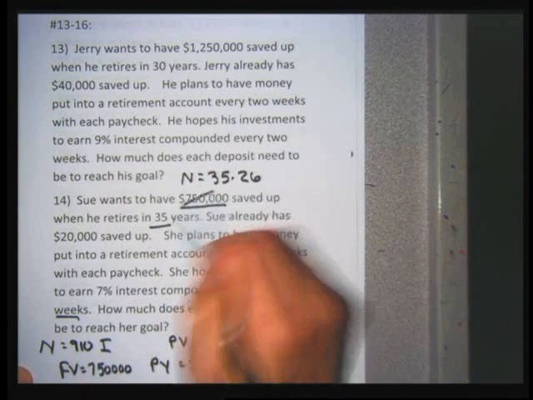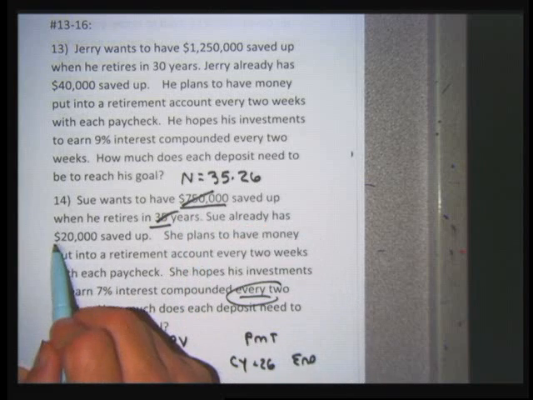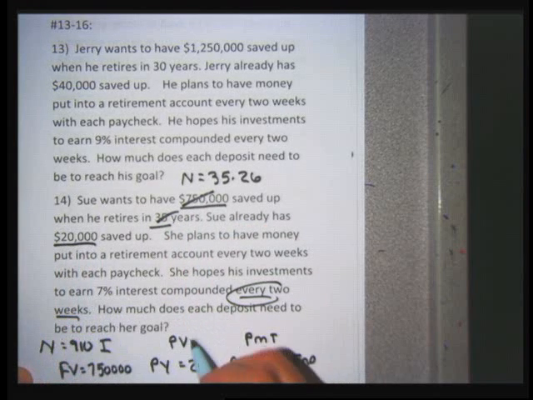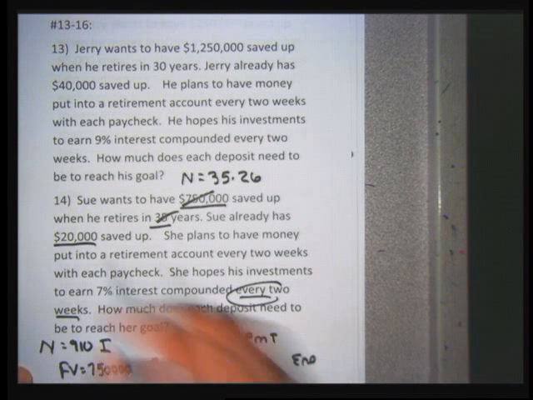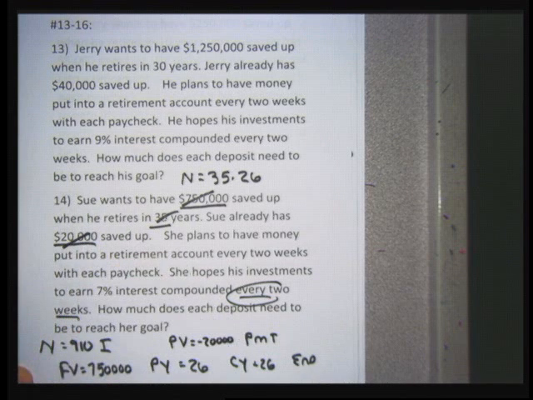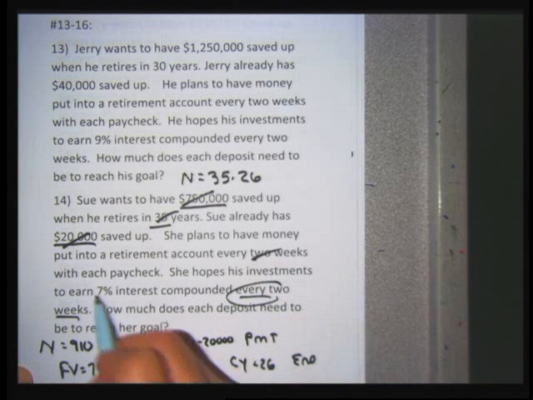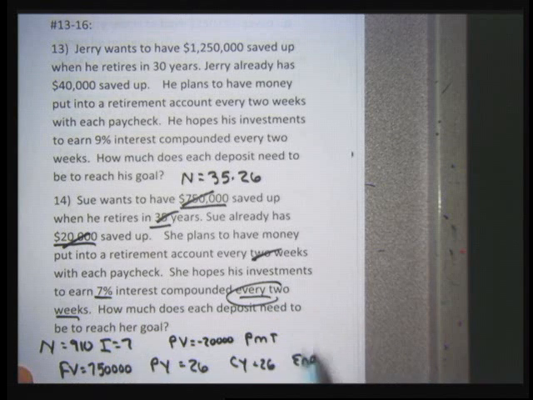So I got that number done, that number done. The amount of money Sue already has saved up, it goes in the present value, and she's still saving up for retirement, so that present value needs to go in as a negative. And I did the every 2 weeks already. 7% is the interest rate. I need to solve for the payment. So if I enter all those and solve for the PMT, I should get the right answer.